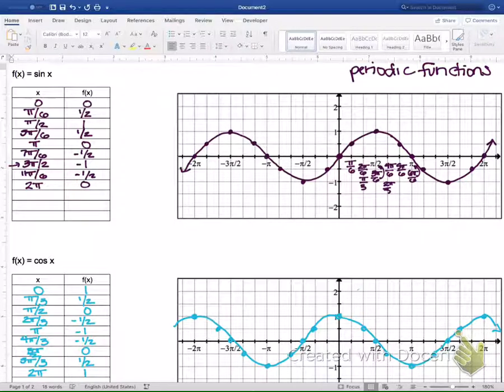There are 6 of these graphs. We said sine, cosine, tangent, and then the 3 reciprocals. You're going to see that they go in pairs. Sine and cosine will go together. Tangent and cotangent, its reciprocal, will go together. And then the other 2 reciprocals will go together. Okay. I'm going to move in just a second to my tangent graph.